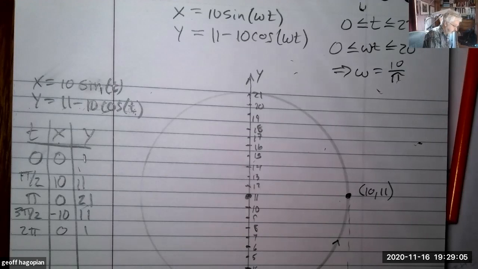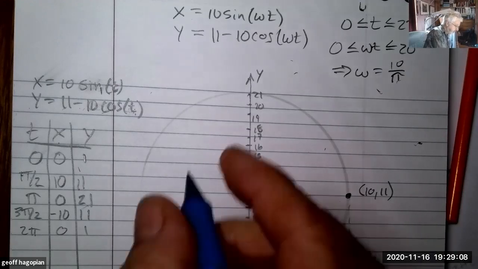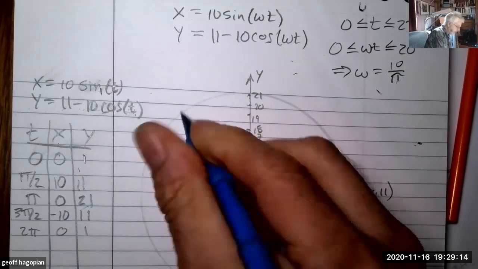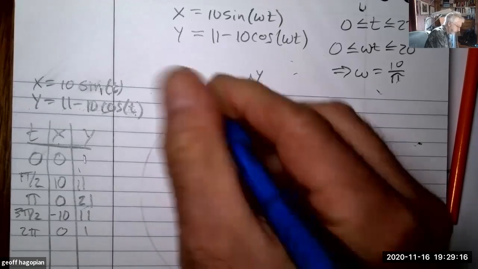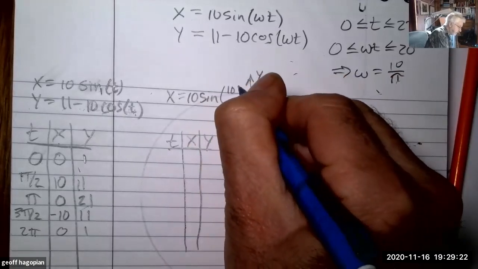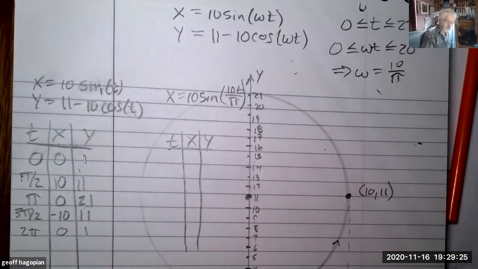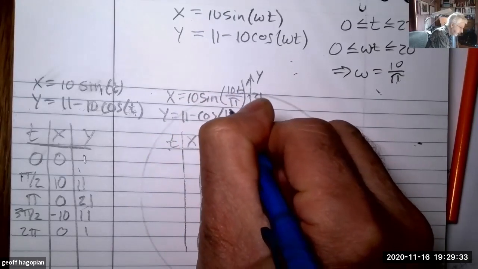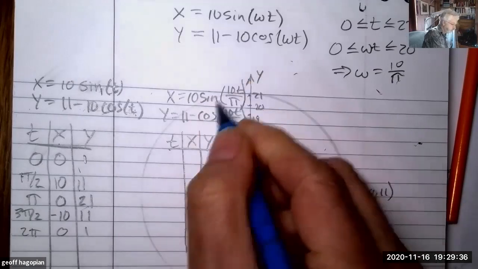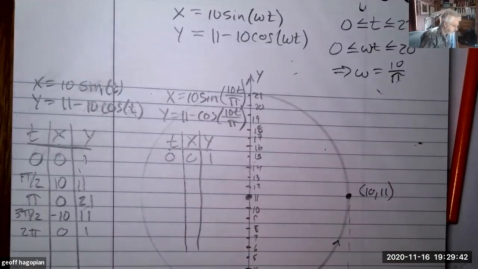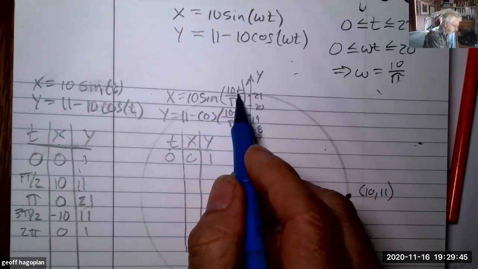So now, let's put our table in here, okay? So if we're using x equals 10 sine and omega is 10 over pi. So y is going to be 11 minus the cosine of 10t over pi. So with these two functions, yeah, we start at the same place, 1 meter above the ground. When t equals 0, sine of 0 is 0.